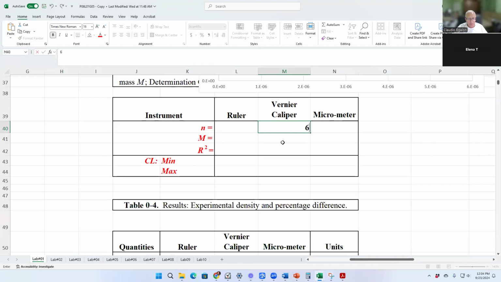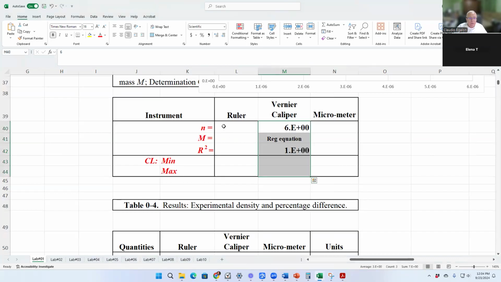N is 6, right? Here's the regression equation that you have to write down. R squared is 0.9867. Okay, and now here you go.